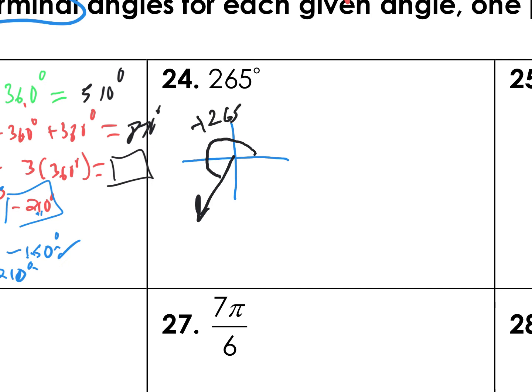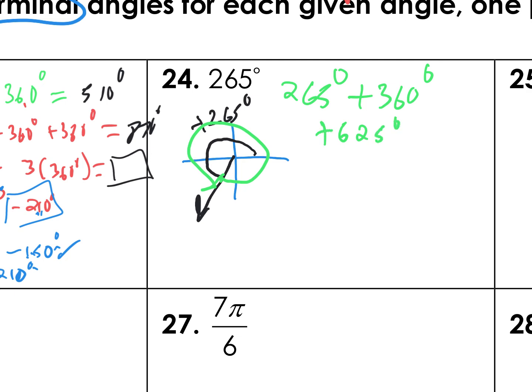Positive 265 degrees. And so if I want a positive angle that's coterminal, I start at that 265 and I go one time around or two times around or three times around. I'm lazy. I'm just going to go one more time around. So that became 265 degrees plus 360 degrees. 625, I think. You can tell me if I'm wrong. There's my positive coterminal.